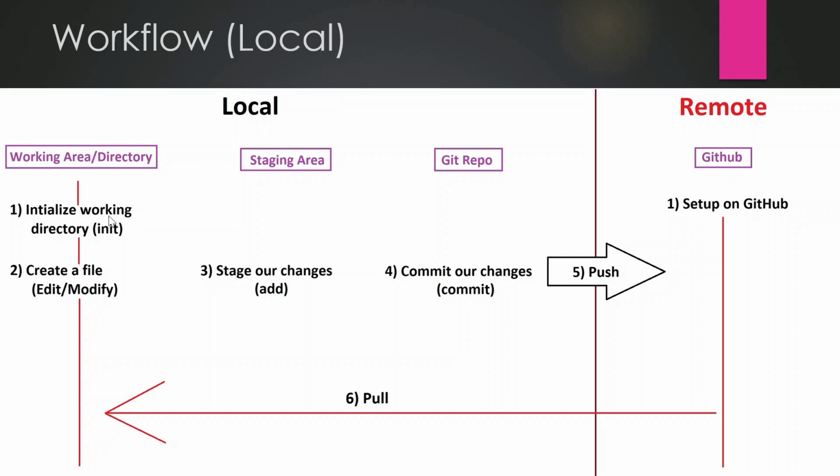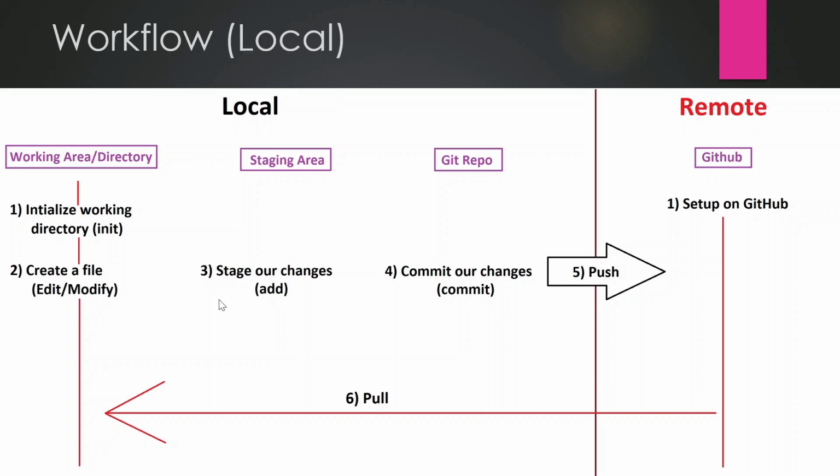On the second step, once you have initialized, you will create a file over here. You can edit an existing file as well. So once you create that, there would be a change. There would be a delta. Once done, you have to stage those changes in the third step in the staging area. You will use the add command. We'll talk about commands more once we do the practical. It will be much clearer to you.